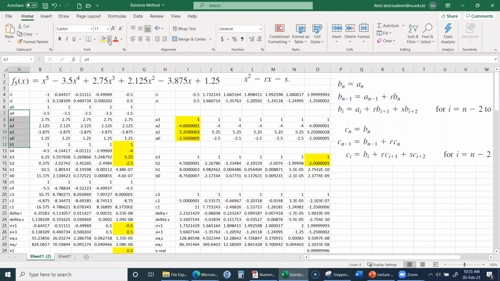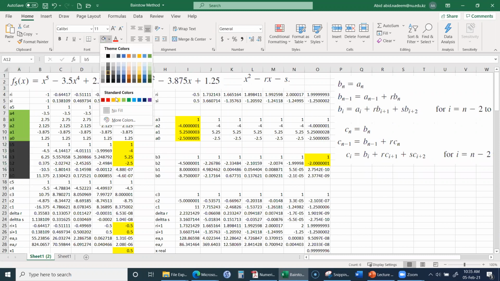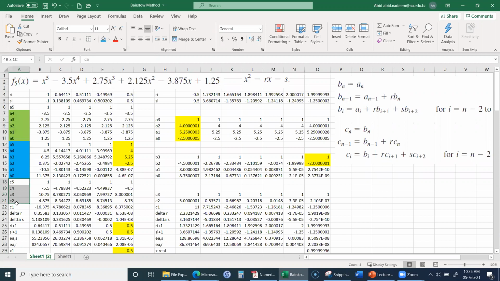And then from these coefficients, you will calculate the b coefficients. Okay, so these b coefficients will be here. And then from the b coefficients, you will calculate c coefficients. But in the c coefficients, there is no c0. Okay, c coefficients are from c1 to c5, b coefficients are from 0 to 5, and a coefficients are also from 0 to 5.